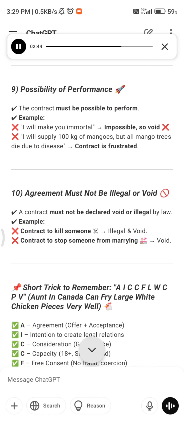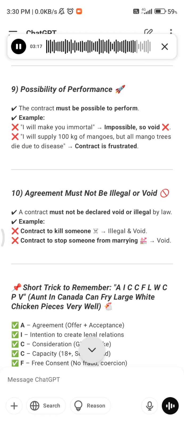9. Possibility of performance. The contract must be possible to perform. Example: "I will make you immortal." Impossible, so void. I will supply 100 kilograms of mangoes, but all mango trees die due to disease. The contract is frustrated. 10. Agreement must not be illegal or void. A contract must not be declared void or illegal by law. Example: a contract to kill someone is illegal and void. A contract to stop someone from marrying is void.